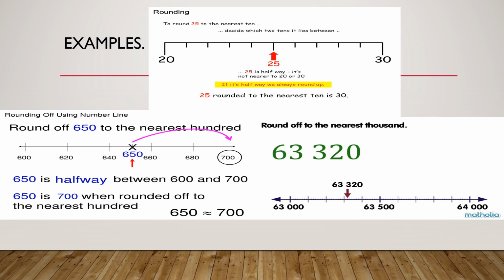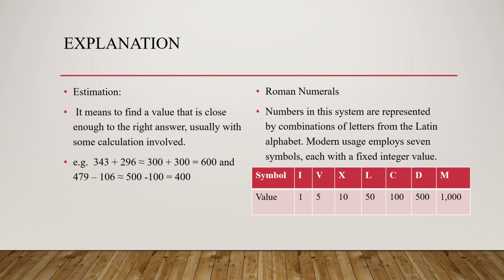Round off to the nearest 1000. 63,320. Look at the number line. The number is between 63,000 and 64,000, and 63,320 is less than 500, so we will round down to 63,000. Estimation means to find a value that is close enough to the right answer, usually with some calculation involved.